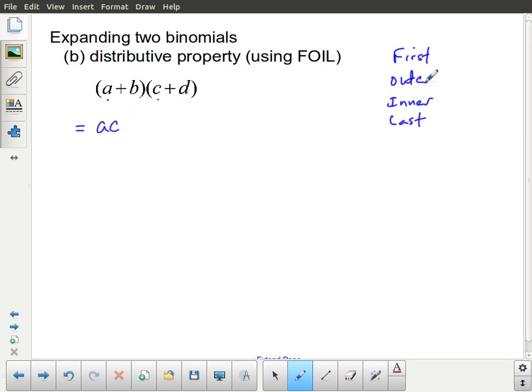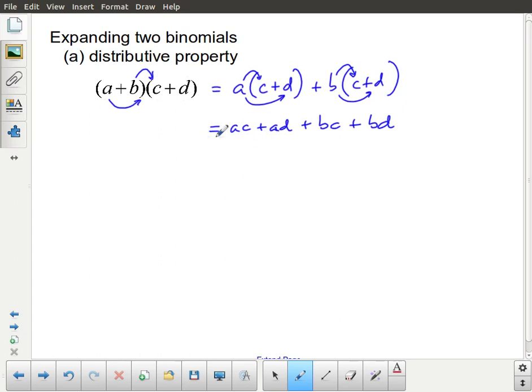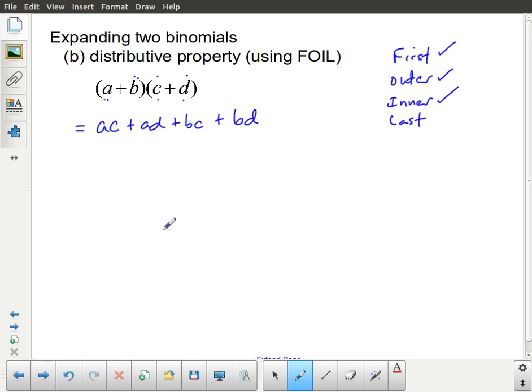Then we multiply the outer terms together. Those are the terms that are furthest away from the center. So once again, that's going to be A, but now it's going to be D. So A and D are the farthest from the center, so that's going to be plus AD. And now the inner terms, so we've done first, we've done outer. Now we do the inner terms. Those are the two terms that are closest to the center. That's going to be B and C. So that's done. And the last terms are the two terms that are to the right. So that's going to be B and D. And as you can see, just as we had in the previous one, we have four total terms here in our expansion, and here we have 4 total terms as well.